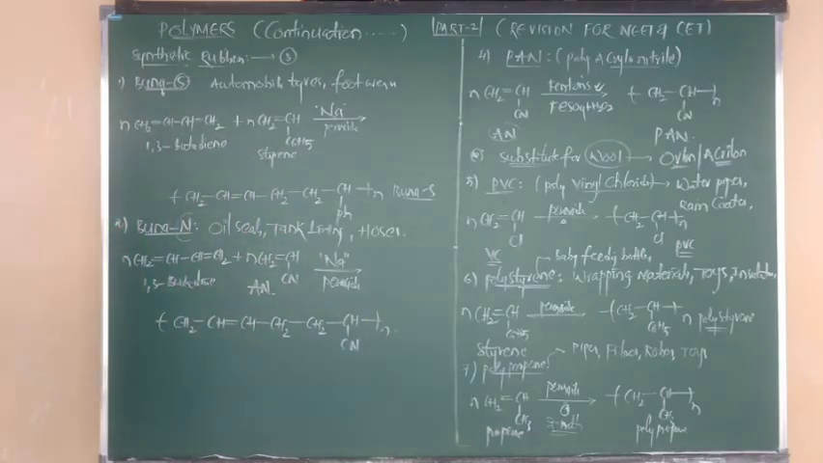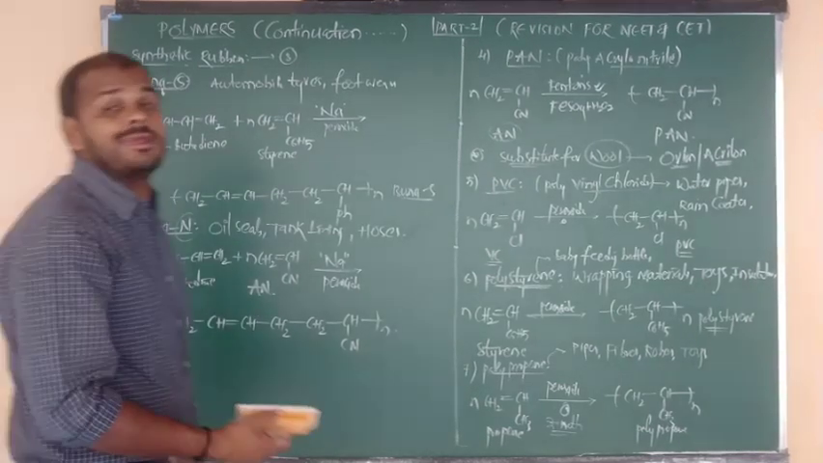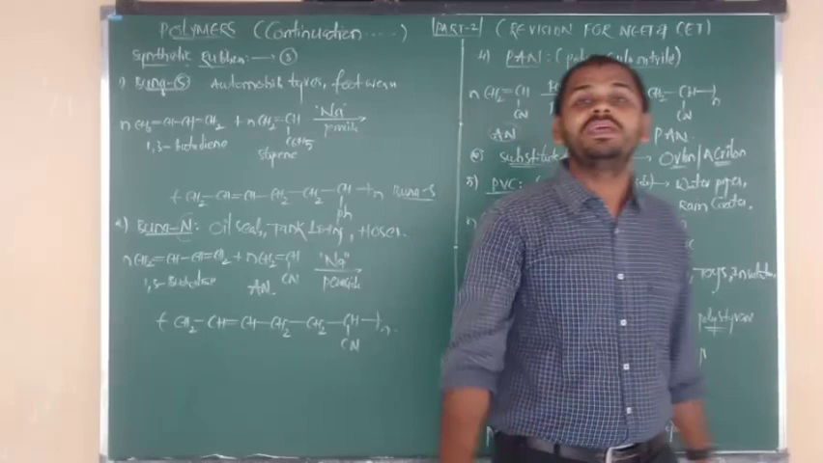This is your structure of Buna N rubber. Next, the third rubber I want to tell you here is neoprene, and we can also say polychloroprene.